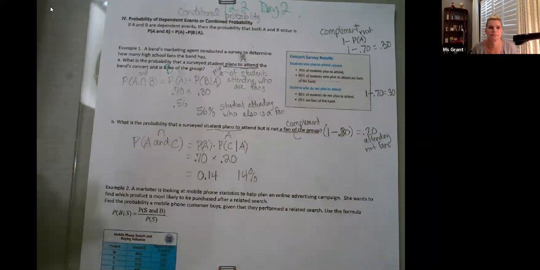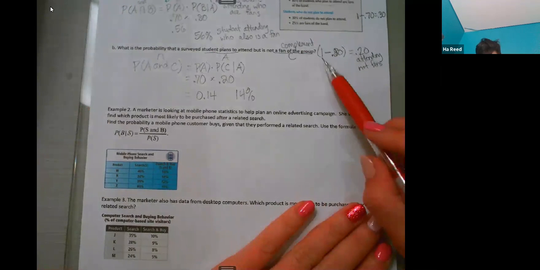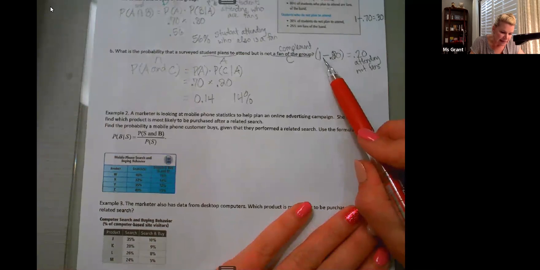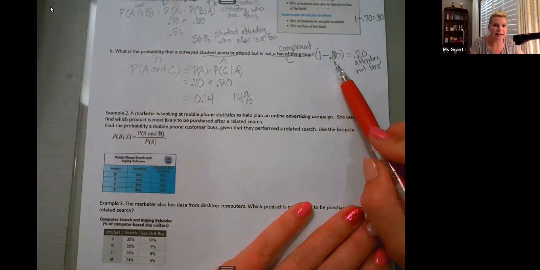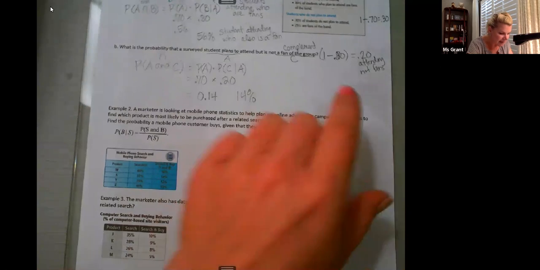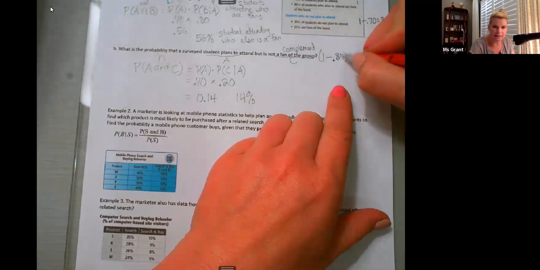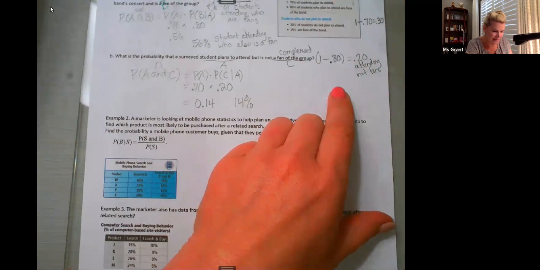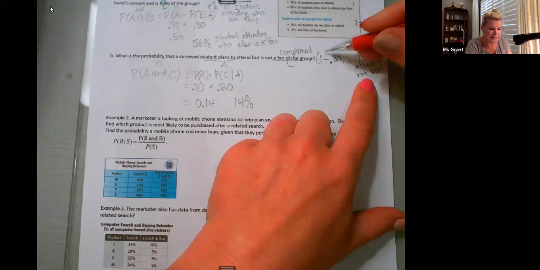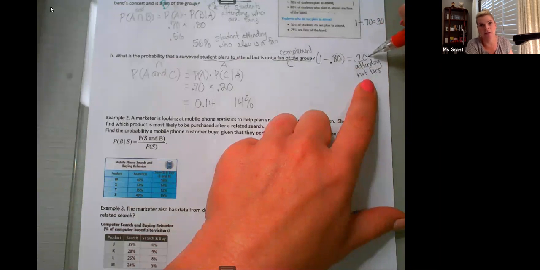Questions on example 1? Let's go to example 2. Wait, so you got the 20 from subtracting 80 from 1. Yeah, because 80% is the people that are fans. The people that are going that are fans, that's 80% of the people. So that means that there's 20% of the people sitting there at that concert that aren't really fans. And that's 100% minus 80%. 20% aren't really fans, but they're going to go to the concert anyways.